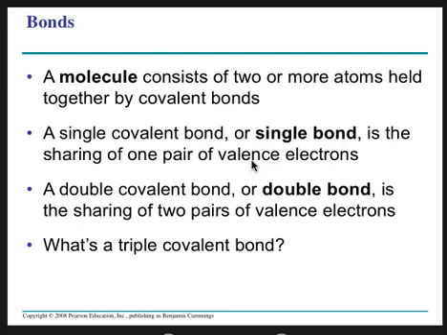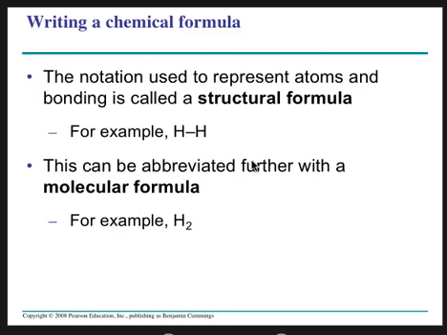So in general, we talk about single bonds, double bonds, triple bonds. Molecules have 2 or more atoms held together by covalent bonds; that's your definition for molecule. We can have a single bond, that's 1 pair of valence electrons that are shared. Or we can have a double bond where they share 2 pairs of valence electrons, and we write that with a double line. What do you think a triple covalent bond is? Exactly. It's when we have 3 pairs of valence electrons being shared between 2 or more atoms.